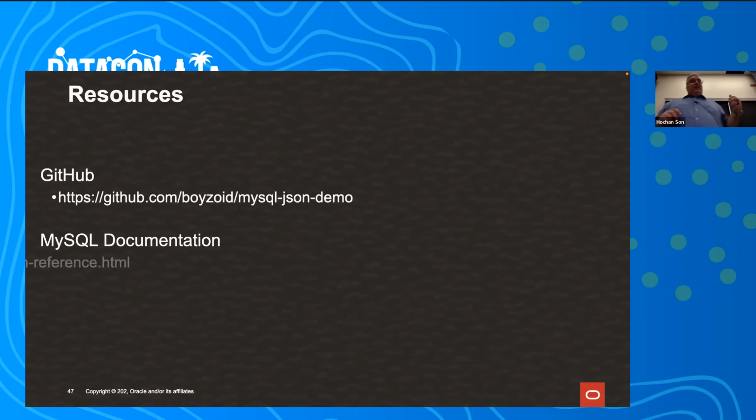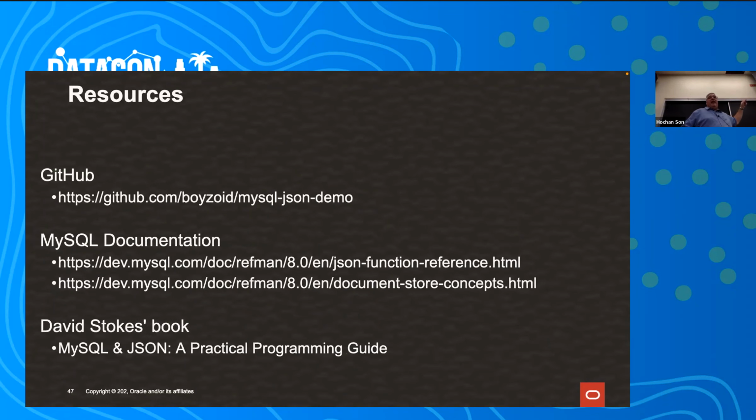These are the resources. The GitHub repo actually has all the code samples from here, as well as the data that I use. There's a script that you can run that populates the tables with all the data. MySQL documentation for JSON functions, as well as the document store concepts. And what was key for me putting this together is Dave Stokes, who used to work for Oracle in my position. He wrote a book about MySQL and JSON, a practical programming guide. That was a fantastic help in getting this done.